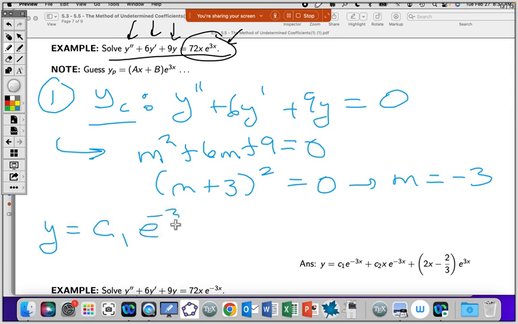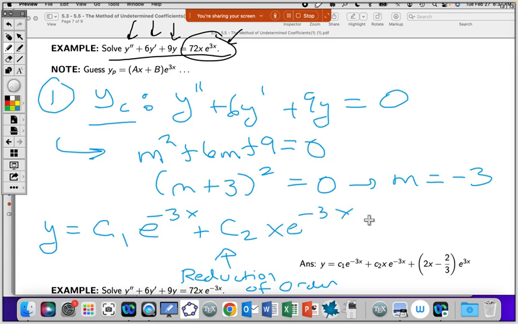C1 e to the minus 3x plus, and then this came out of reduction of order last week. We're going to revisit reduction of order tomorrow to see it work in general. But what ended up happening? We did a little reduction of order on this. We ended up just slapping on an x. There we go. Okay. That's our yc.